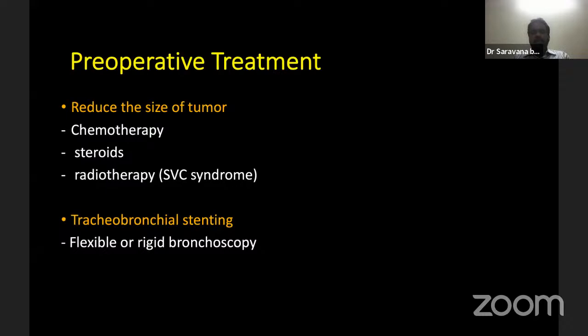The other option is that if the bronchus is very much compressed, we may do a bronchial stenting and do a flexible or rigid bronchoscopy after that to evaluate that the airway is open, so that it will be easy for us to provide anesthesia for these patients.